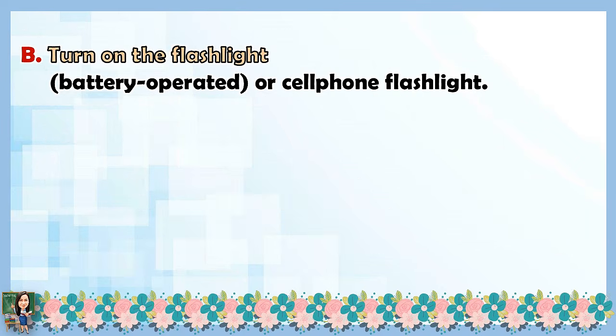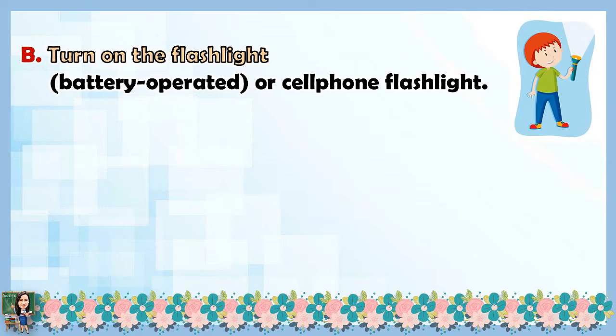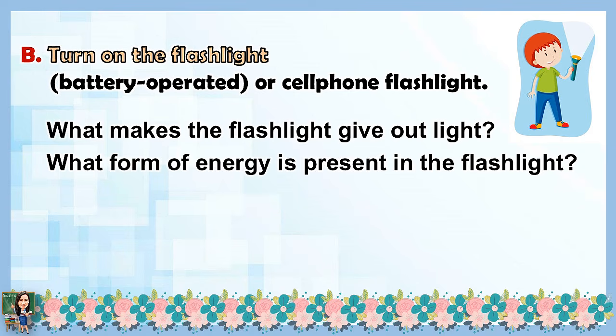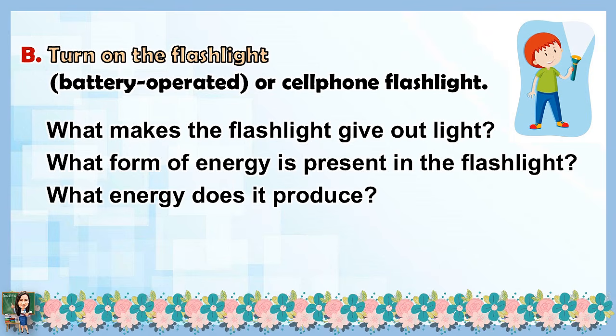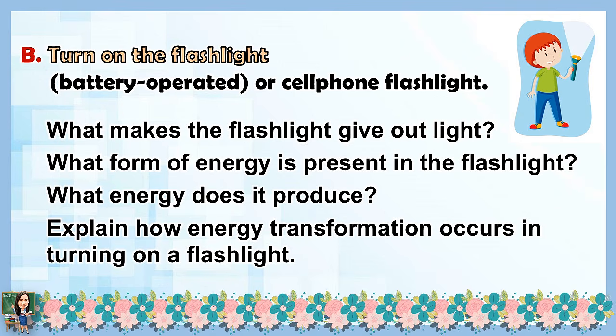For letter B, turn on the flashlight. It may be battery operated or cell phone flashlight. What makes the flashlight give out light? What form of energy is present in the flashlight? What energy does it produce? Explain how energy transformation occurs in turning on a flashlight. So kids, it's your turn to answer these questions.